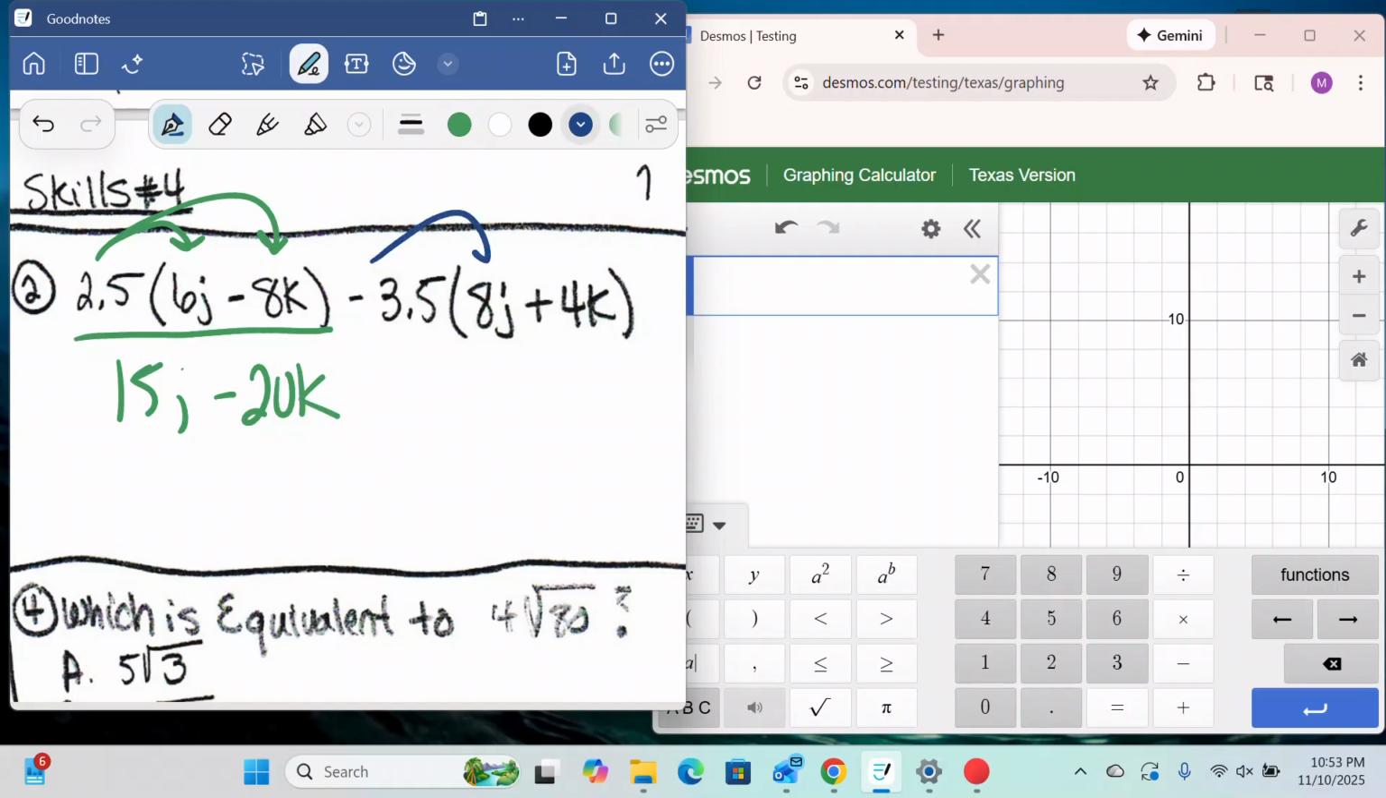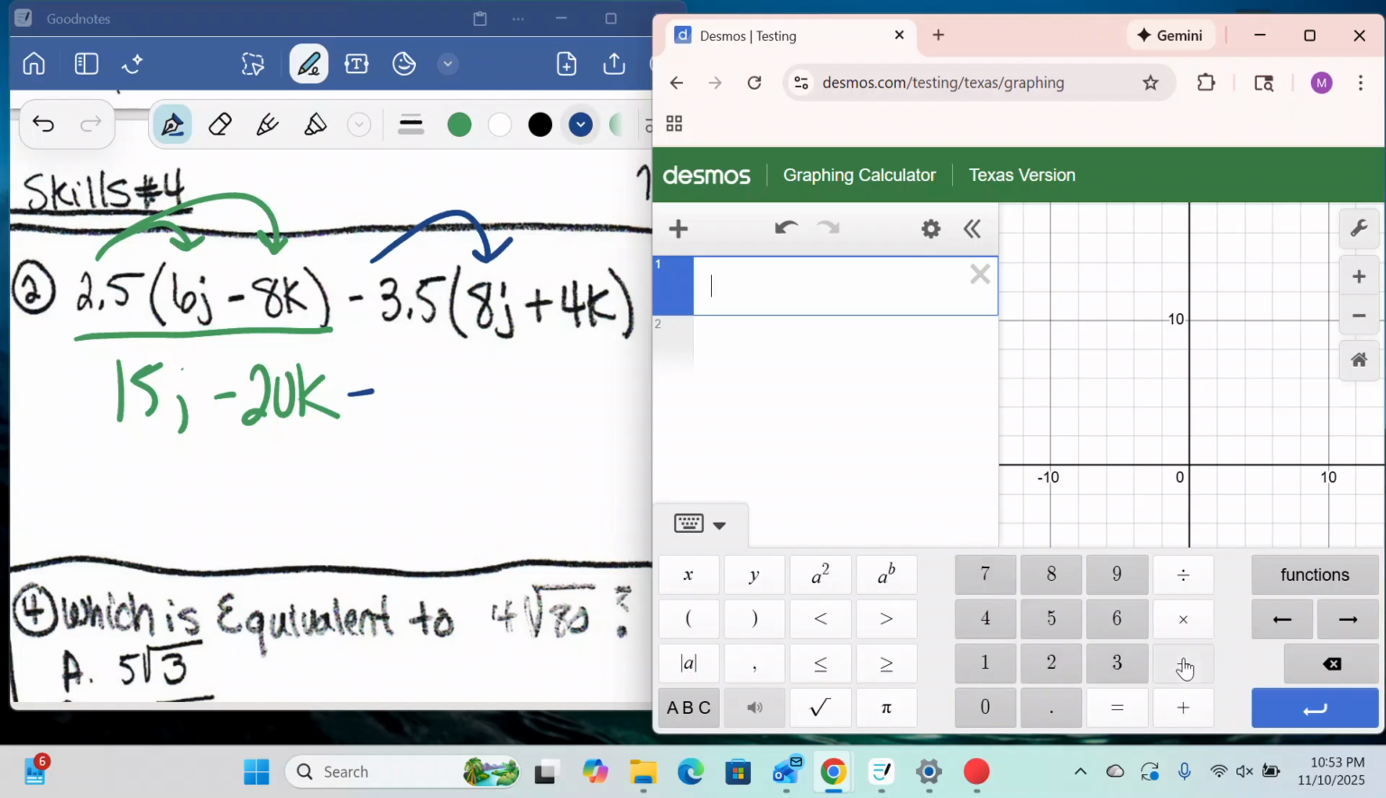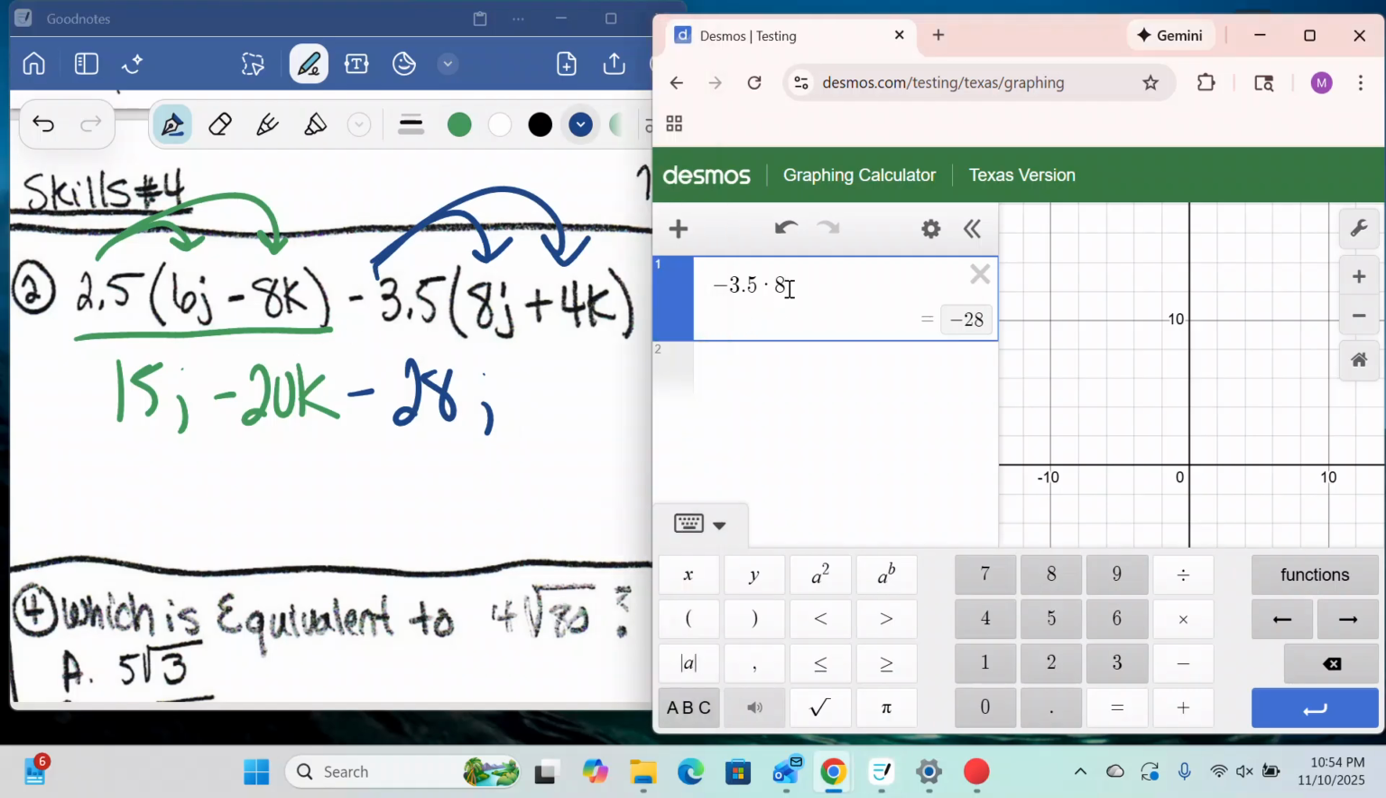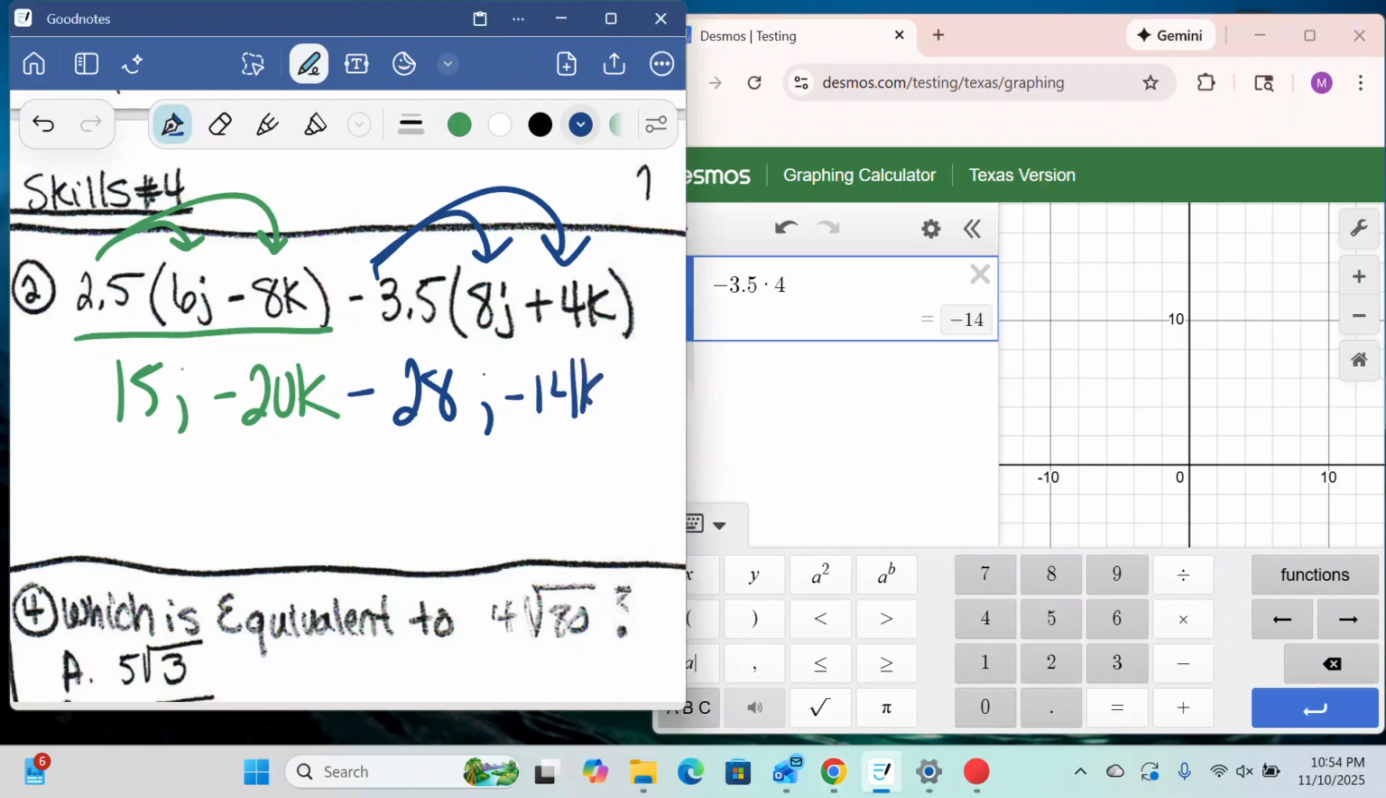Then I'm going to distribute the negative. The negative times the positive gives me a negative. So it's going to give me a negative, whatever 3.5 times 8. And I can't do that mentally, so I'm going to go ahead and put it on Desmos. Negative 3.5 times 8 gives me negative 28j. And sometimes I like to save time. Negative 3.5 times 4, I can just switch this 8 and make it times 4, and it gives me negative 14k.